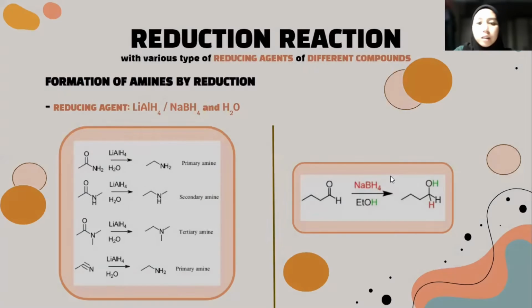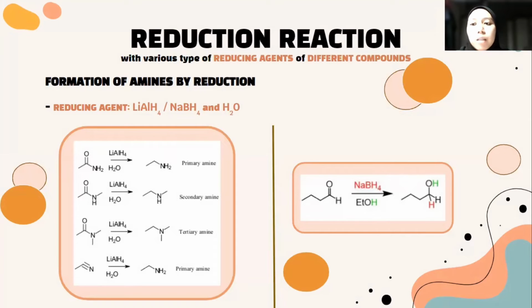Thank you, Afifa. I will explain the formation of amine by reduction. The reducing agents are lithium aluminum hydride, sodium borohydride, and water. As you can see, there are three types of amide. The first one, unsubstituted amide, reacts with lithium aluminum hydride and water to become the primary amine. Monosubstituted amide will become the secondary amine, and lastly, disubstituted amide will become tertiary amine. And for the nitrile, we will get the primary amine.